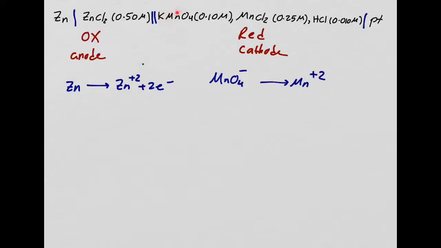Here, this would break up in water. The K doesn't really matter. MnCl2 would break up in water. Cl doesn't matter much. MnO4 minus goes to Mn plus 2. This is what matters. Now, does the oxidation number of Mn change?